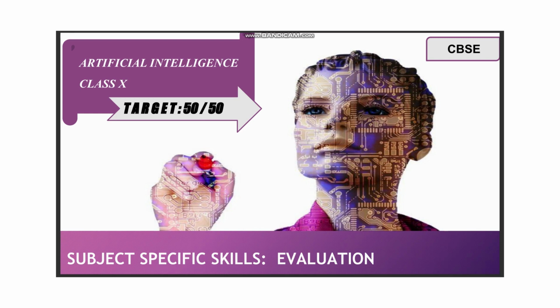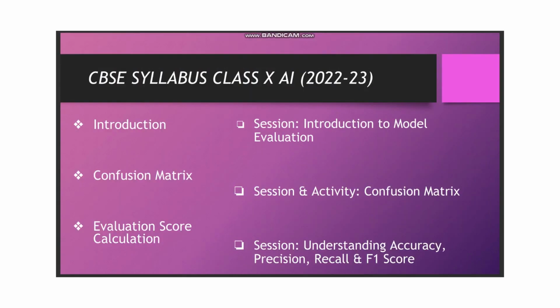Now, if we talk about this chapter, that is the evaluation chapter, this chapter holds the weightage of 10 to 12 marks in your 50 marks theory exam of artificial intelligence. So, let's begin quickly. The CBSE syllabus covers the introduction of the evaluation model, the confusion matrix, and the evaluation score calculation, which will include accuracy, precision, recall and F1 score. So in this video, I am going to cover each and every topic in detail.